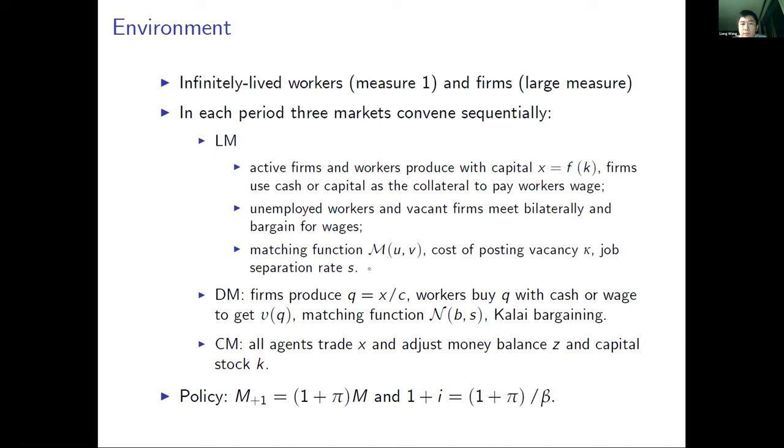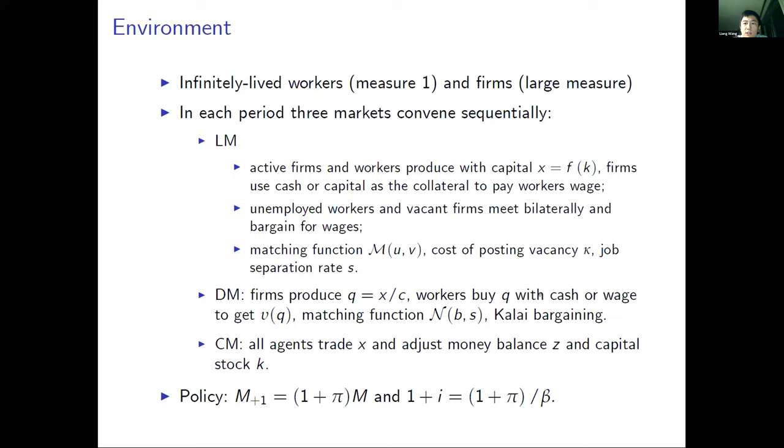The second market is a decentralized, frictional market, where agents need to use money or wage as a payment to facilitate trade. In this market, firms produce a second kind of good, quantity Q, using a linear transformation technology from the first kind of good X. The workers buy the second good Q, paying either with cash or wage, to get utility. Also in this market, there's another matching friction.